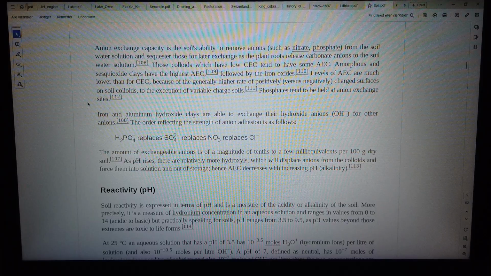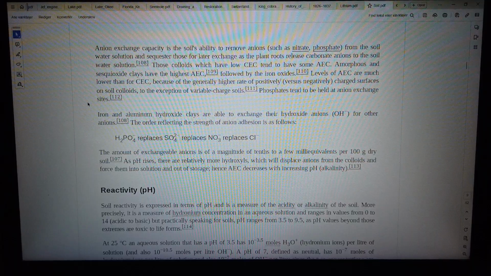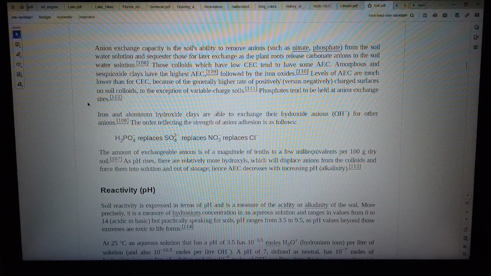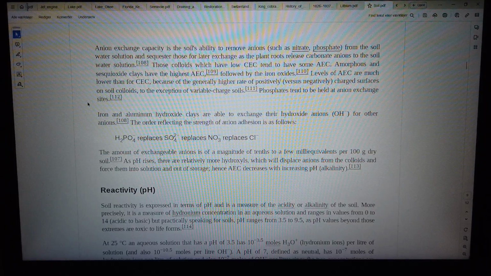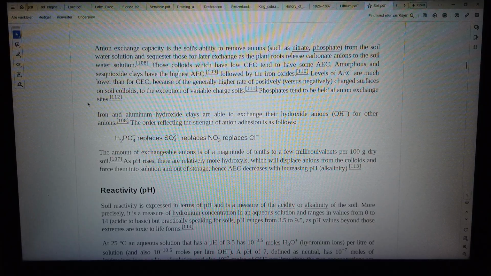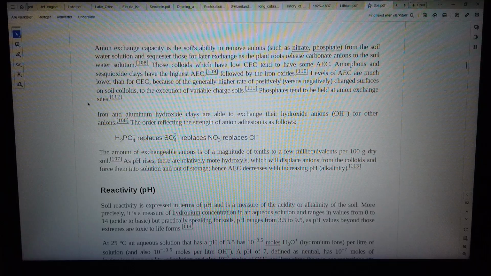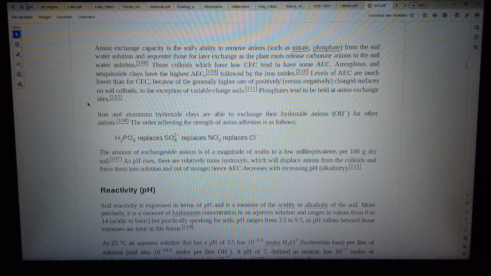113. Reactivity, pH. Soil reactivity is expressed in terms of pH and is a measure of the acidity or alkalinity of the soil. More precisely, it is a measure of hydronium concentration in an aqueous solution and ranges in values from 0 to 14, acidic to basic. But practically speaking for soils, pH ranges from 3.5 to 9.5, as pH values beyond those extremes are toxic to life forms.